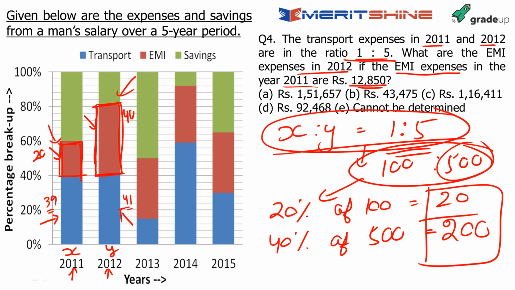So there was already the into 5 factor, and then the into 2 factor got added. So what is the resultant? The EMI expenses for 11, if it's 20, EMI expenses of 12 would be 200. So that's around 10 times. So what it basically means is that the EMI expenses, the number that I am asked to calculate, would be around 10 times of this number that's given to me. What is this number here? 12,850. What is the only number that's close to 10 times of 12,840? There is just one number.